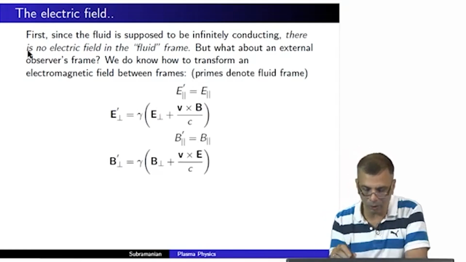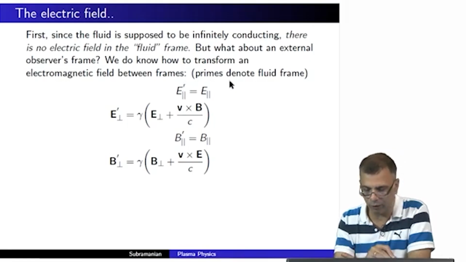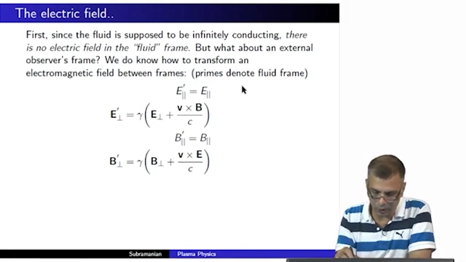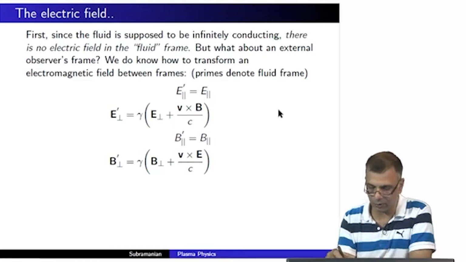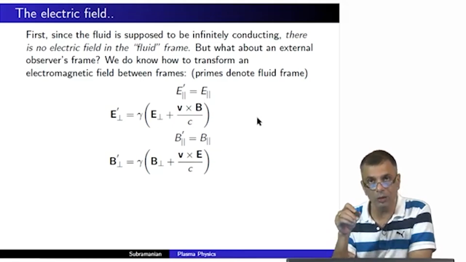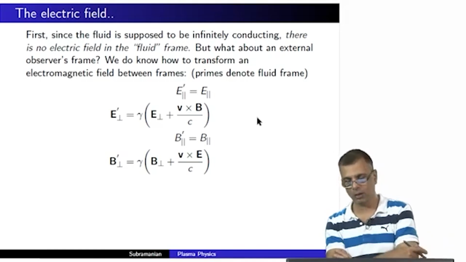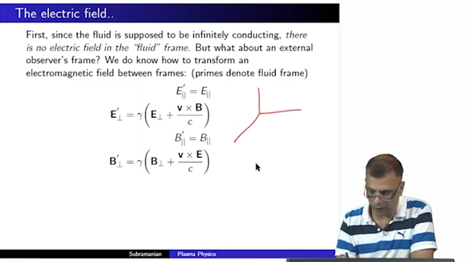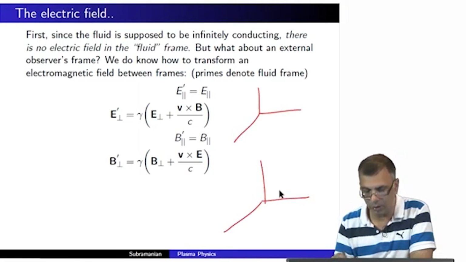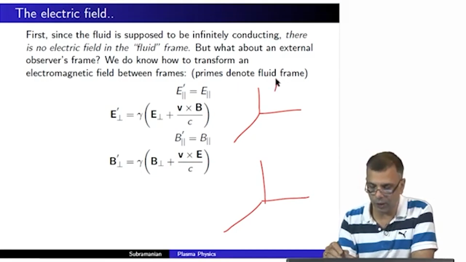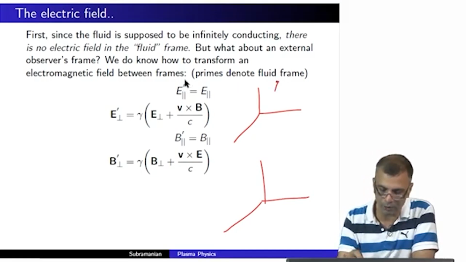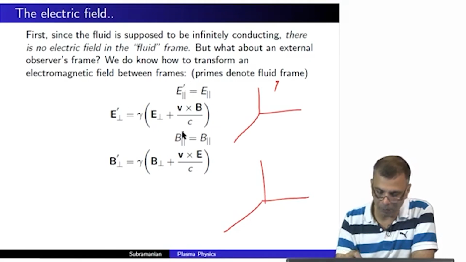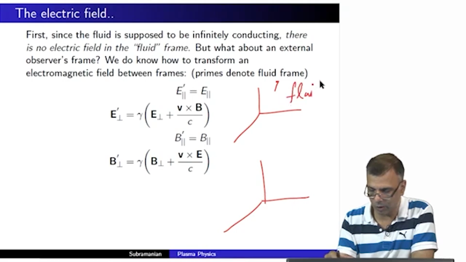Okay. So, the primes would denote the fluid frame. And we have a parallel and perpendicular. In other words, what we are going to do is, suppose you have two frames, one a fluid frame and one is an observer's frame. And the fluid frame has primes in it. So, wherever you see primes, E prime, B prime, and so on and so forth, you are in the fluid frame. The primes denote the fluid frame.